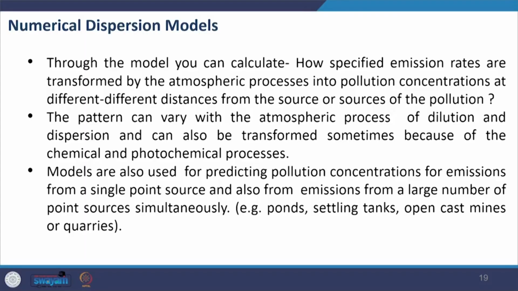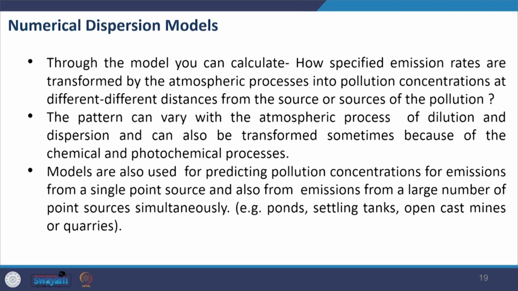Next we see is the numerical dispersion models. Numerical dispersion models are the most used for the purpose. Through the model, you can calculate how specified emissions rates are transformed by the atmospheric process into pollution concentration at different distances from the source or sources of pollution. The pattern can vary with the atmospheric process of dilution and dispersion and can also be transformed sometimes because of the chemical and the photochemical processes.